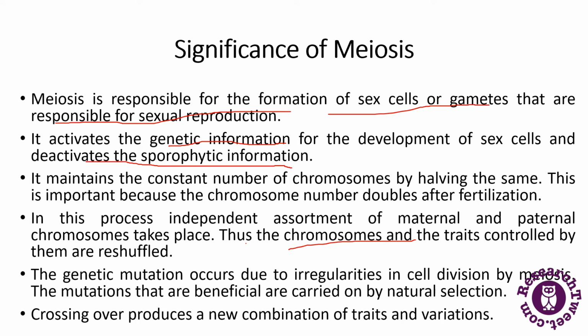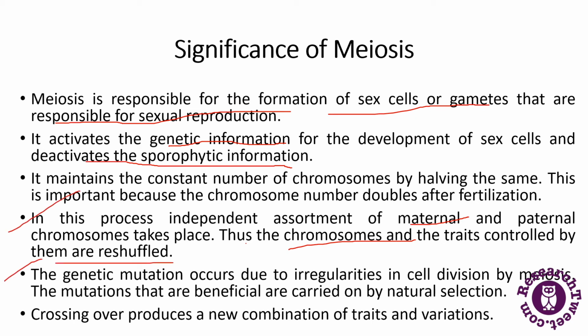Next, independent assortment of maternal and paternal chromosomes takes place in this process. In sexual reproduction, two parents are always involved, the maternal and the paternal. So the chromosomes, and the traits controlled by them, are reshuffled.